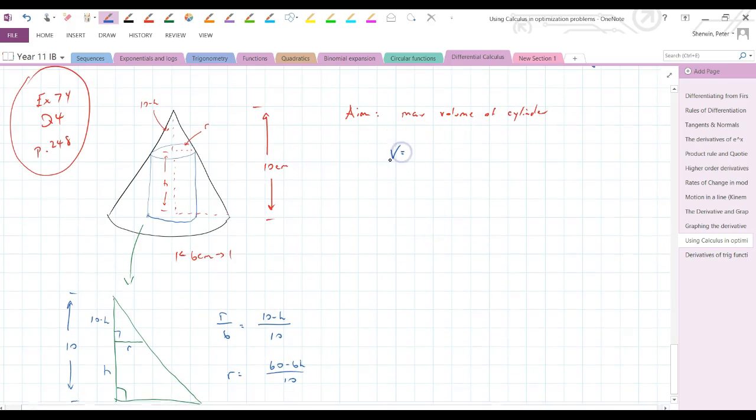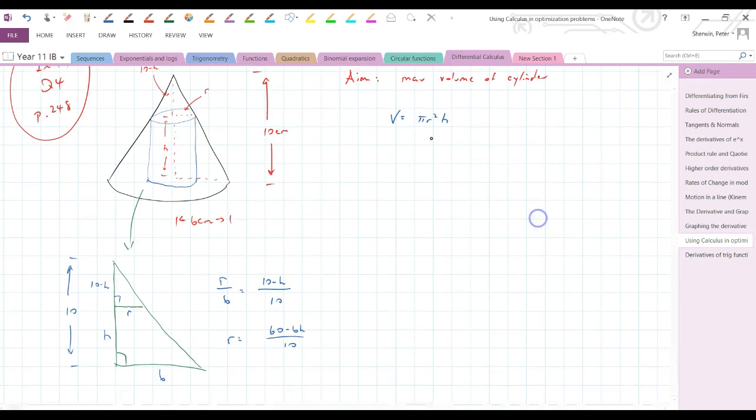So the volume of the cylinder is pi r squared h. That's what we got. r is my radius, h is my height. That's my volume. Obviously, I can't be dealing with two variables. I've got r in terms of h here, so that's great. So I'm going to change this to pi, and I'm going to square this. It's going to get messy. 60 minus 6h over 10, that's all squared. Pi r squared times h itself.